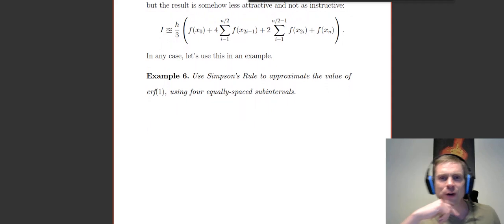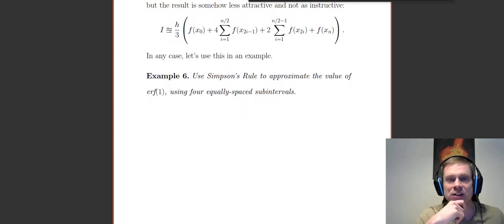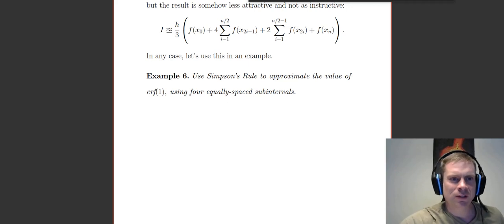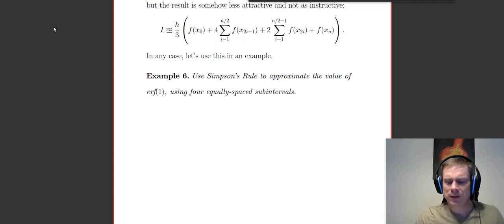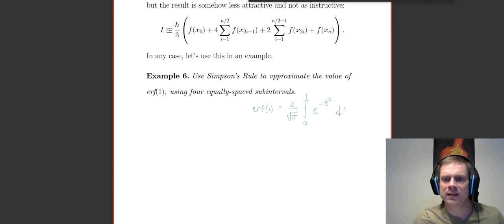We're going to use this in an example, and we're going to return back to our error function from before. This is the error function evaluated at 1. Again, this is a special function that you cannot figure out by using direct integration at all. So let's remind ourselves of what that is to begin with. The error function at 1 is that 2 over root pi scaling factor, and then the integral from 0 up until 1, right? 1 goes right there. e to the minus t squared dt.